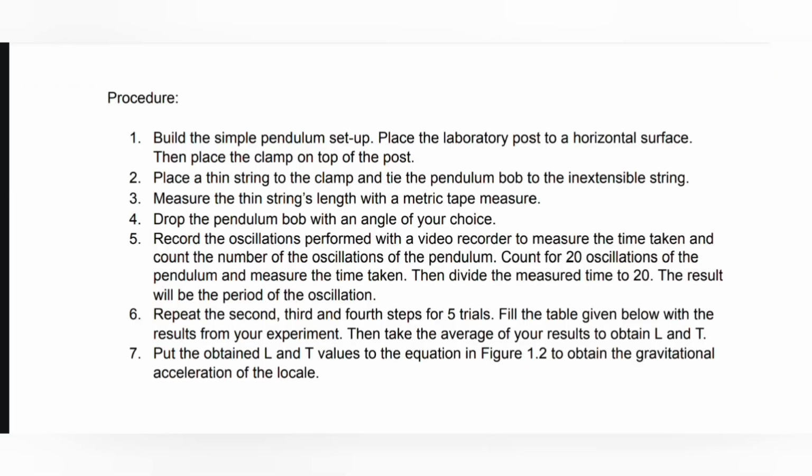Now, in order to move on with our experiment, we need to know the steps that are involved. Firstly, we need to set up the apparatus, attach the pendulum to a fixed support using the clamp and ensure that it hangs freely. And then we need to measure the string length. Use the tape measure to determine the length of the string, L, from the clamp to the center of the bob, in which case I have a picture of me doing so.